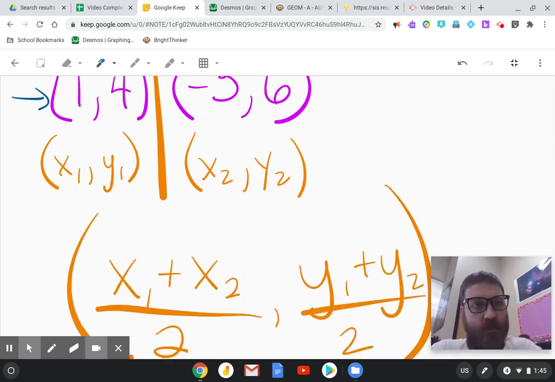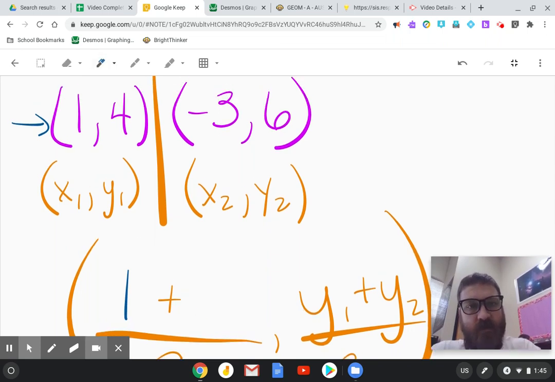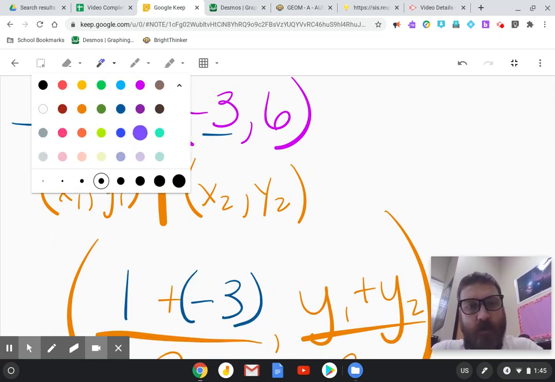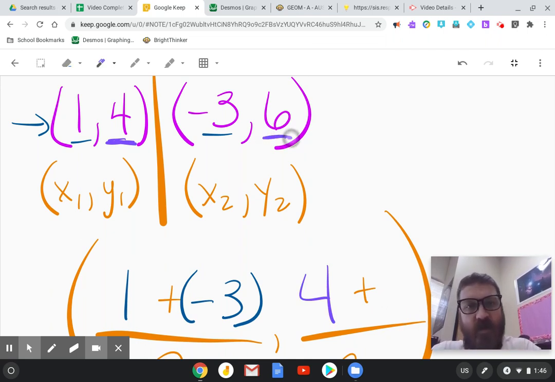Okay, so I'm going to actually just erase and say x1 is 1, x2 is negative 3. I'm going to put that in parentheses and we'll deal with that in a second. That's coming from x1, x2. Then I have y1, which is 4, and y2, which is 6.